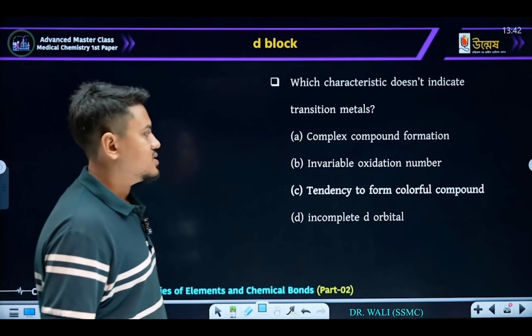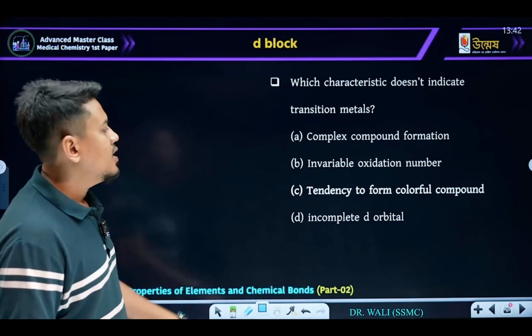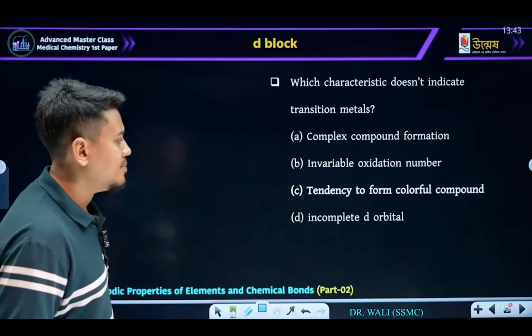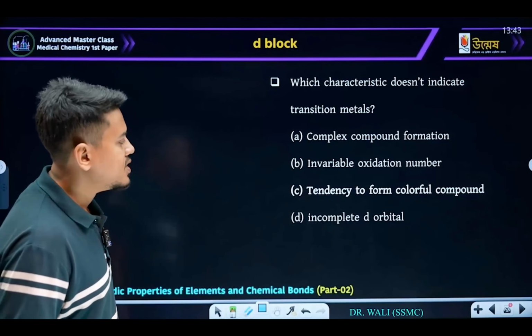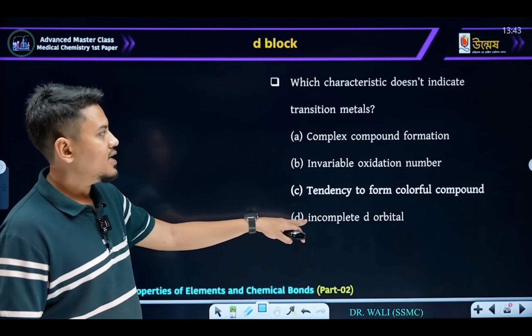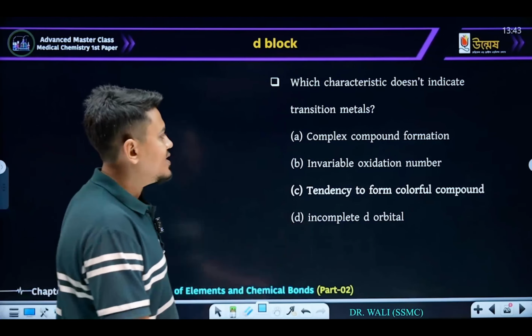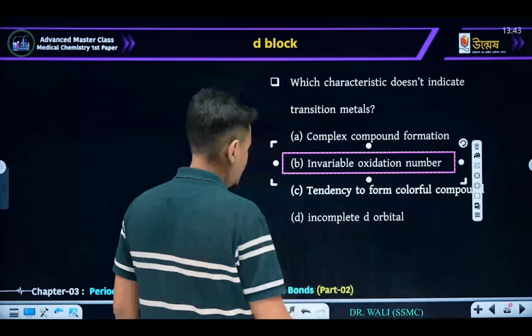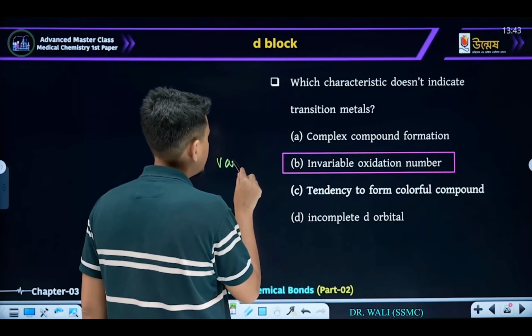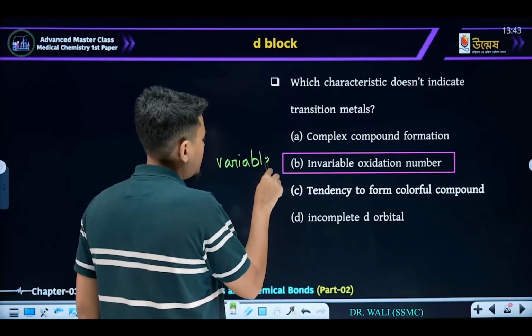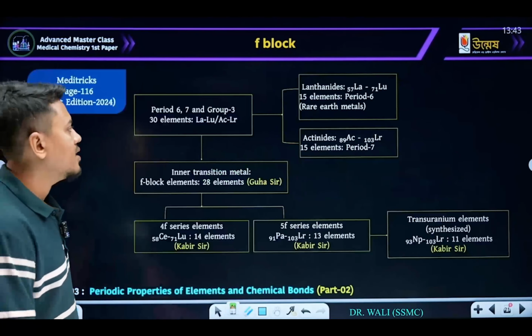Which characteristic doesn't indicate a transition metal? Transition metals form complex compounds, show variation in oxidation number, show a tendency to form colorful compounds, and also possess incomplete d orbitals. So invariable oxidation number would be incorrect. It should be variable oxidation number. The answer would be B.